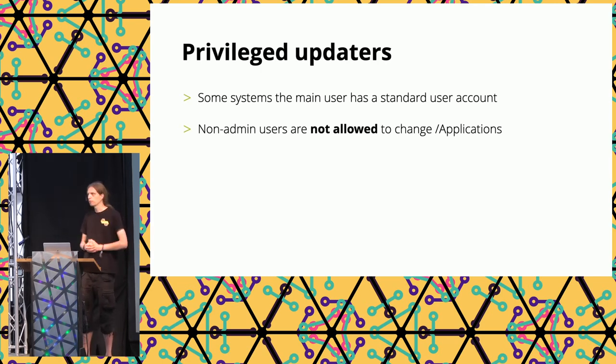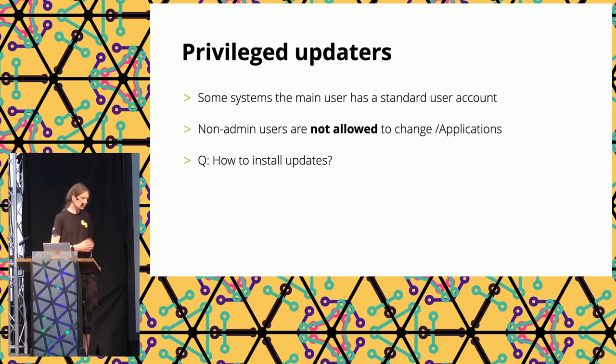But a non-admin user is not allowed to change the application folder. And this can be a problem if you have an application that wants to auto-update itself. There are many applications that you want to update as quickly as possible. If you have Chrome or Adobe Acrobat, there can be nasty exploits that can be dangerous, and you want to protect against that by updating quickly. But if the admin never logs into the machine, how can you update those applications? They can't write to the applications folder. So how can you install updates in this case?